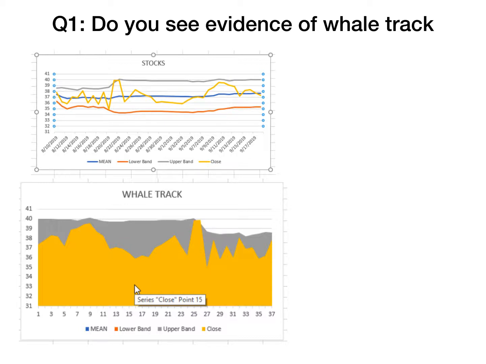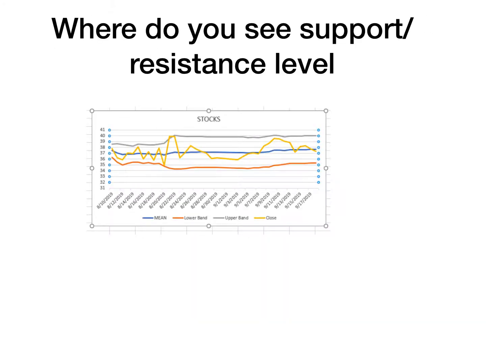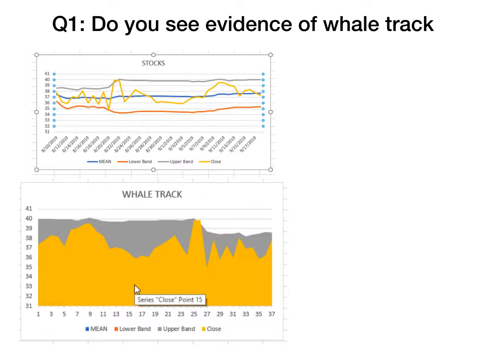It helps individuals, single buyers who are not that rich, to know when to buy. They can buy at about $36 or $35.6, on the 18th of August, and then sell at about $38. They don't really need to wait until the big guys are selling, because they may not be able to sell. That is that for the whale track.